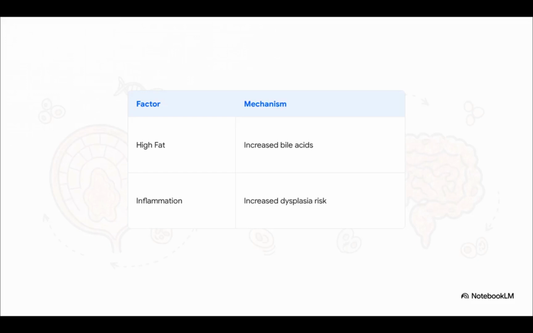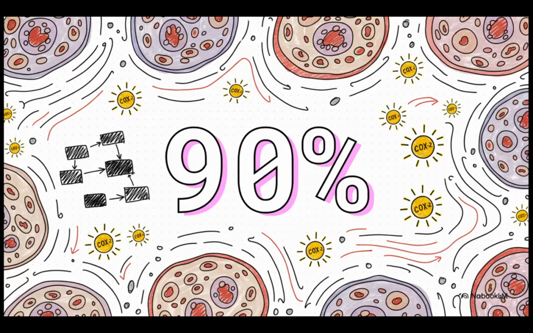Chronic inflammatory conditions like IBD or pancreatitis drastically ramp up the background risk for dysplasia and eventually adenocarcinoma. Now, time for another massive anchor point. We talked about 80% for the APC pathway earlier. Lock in this 90% for cellular environment. Roughly 90% of colorectal carcinomas overexpress an enzyme called COX-2.